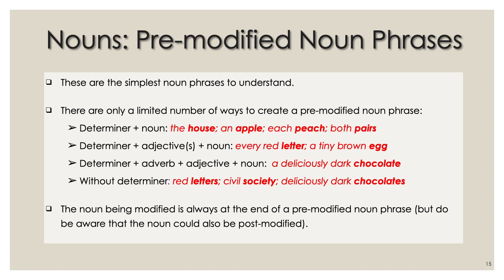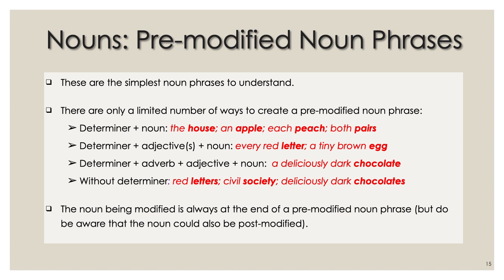You can think about an itsy witsy teeny weeny yellow polka dot bikini. That's a pre-modified noun phrase with a determiner a and the noun bikini, and then a whole string of adjectives pre-modifying it. And then you can have a determiner plus an adverb plus an adjective plus a noun, such as a deliciously dark chocolate.